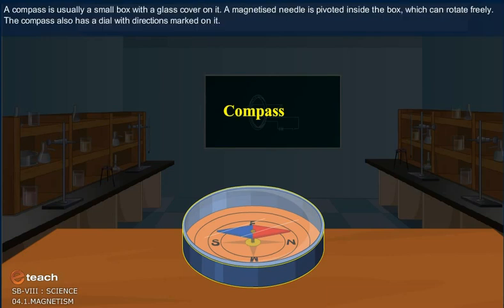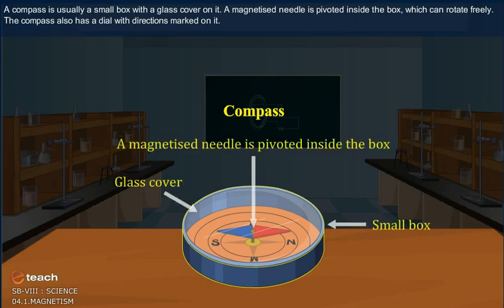A compass is usually a small box with a glass cover on it. A magnetized needle is pivoted inside the box, which can rotate freely. The compass also has a dial with directions marked on it.